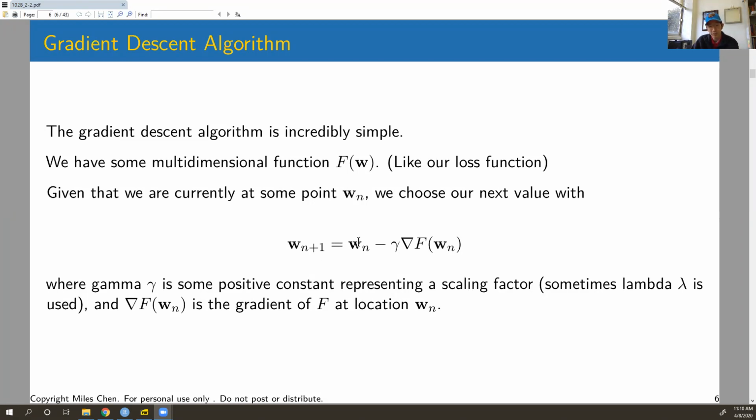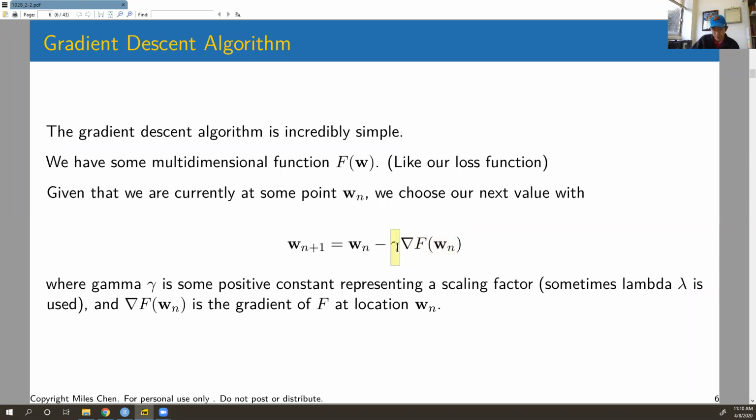Okay, so you're going to start off at w at time n, and we want to know what should w be at time n plus 1. Okay, and the answer to that is, take your current value w at time n, and then subtract off gamma times the gradient. So this part is read as nabla. This is nabla f. Nabla f of w is the gradient at w. It's the gradient at w at time n.